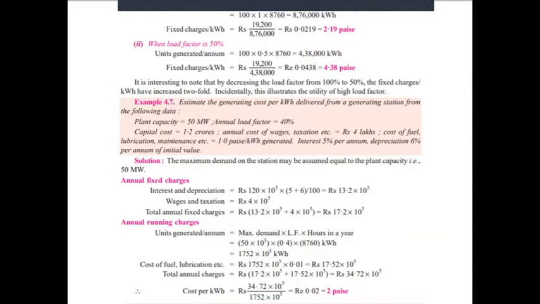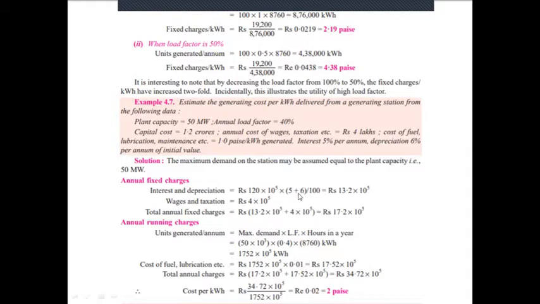Interest and depreciation is given as 5% of the initial capital cost. You have to assume it is 5% of the initial capital cost. The initial capital cost is 1.2 crores, or 120 into 10 to the power 5. 1.2 crores is equal to rupees 120 into 10 to the power 5. So this into 5 by 100.